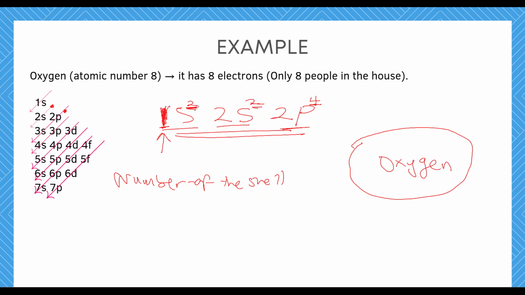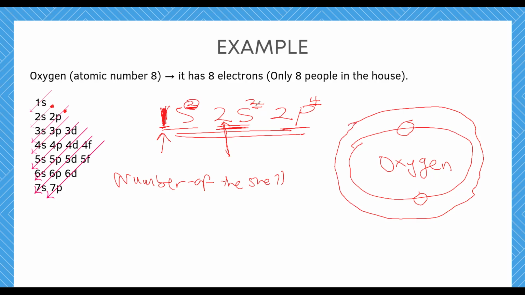How many electrons are here? 2. So I'm going to draw the 2 electrons, 1, 2. And then I will come to the second one. What is the number of the shell here? Shell 2. Thank you. So I'm going to draw the second shell, which is shell number 2.